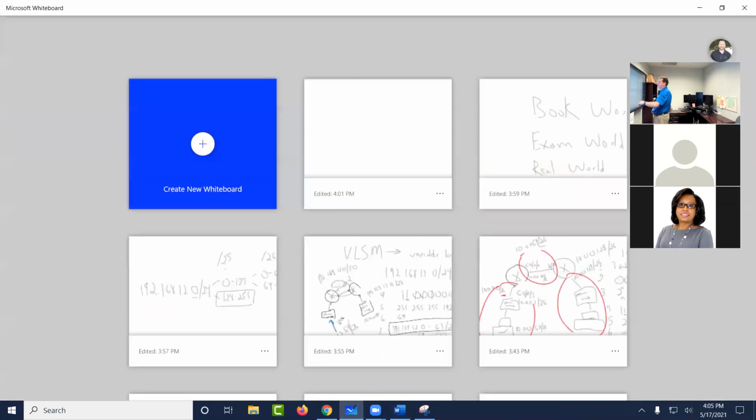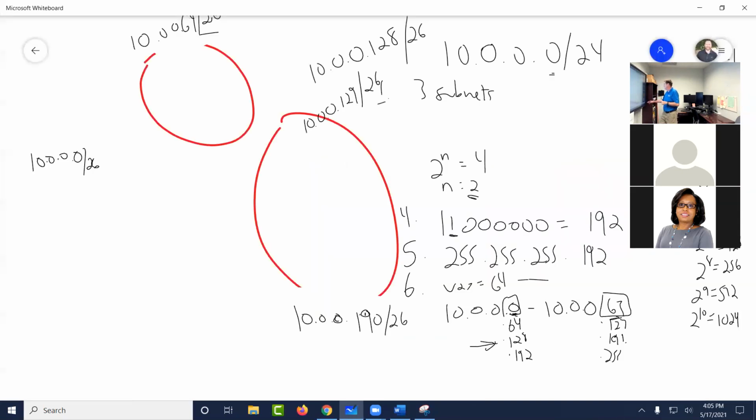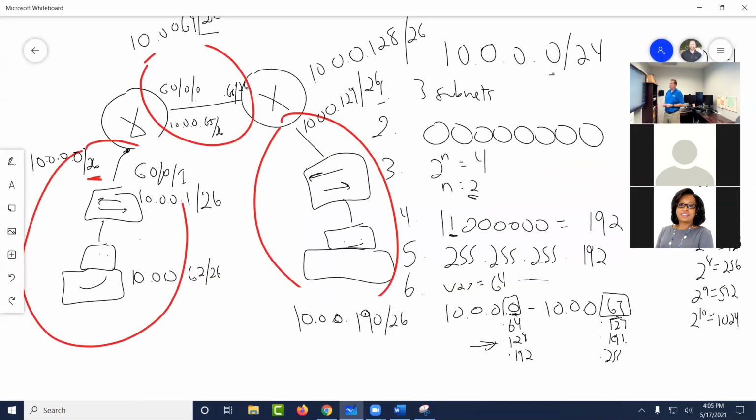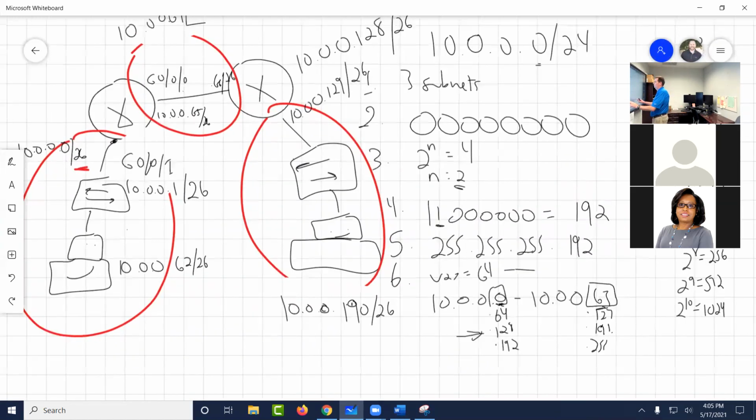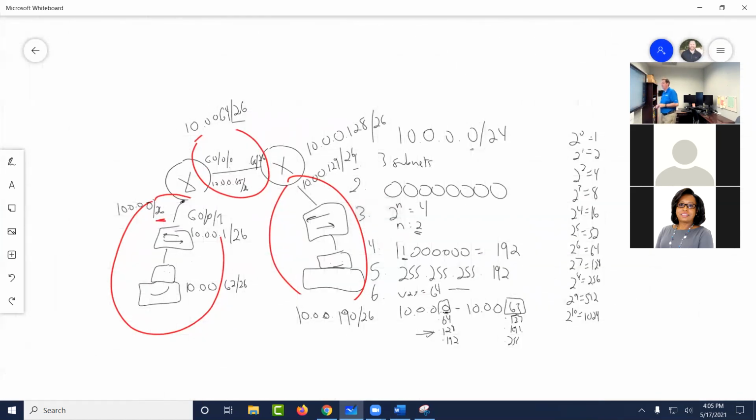The reason we got to have VLSM is because look, we're wasting all these addresses if we don't. You only want to use enough and have enough for growth, so that you don't need a full Class C when you only have two hosts on the network. It's just a massive waste of space.